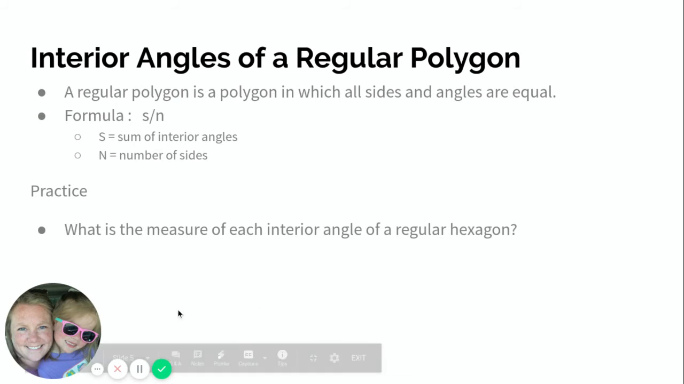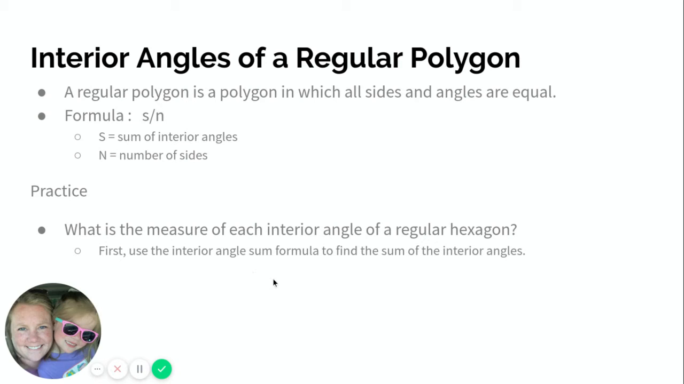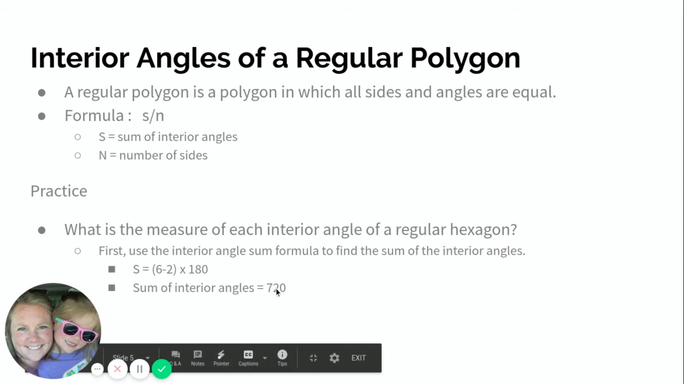All right, what is the measure of each interior angle of a regular hexagon? Regular is important. That way I know that all of the angles and sides are the same size. First thing I need to do, though, is find the sum of the interior angles. So I'll use that formula from the previous page. There are 6 sides on a hexagon, and the measure of all the angles added together in a hexagon is 720.